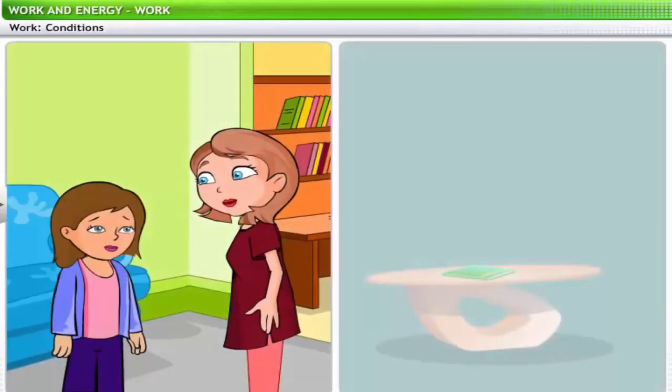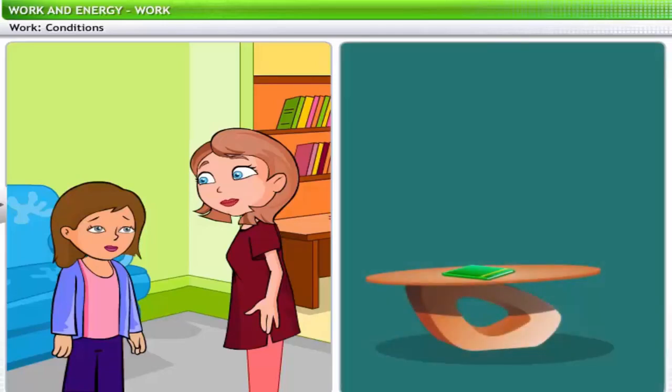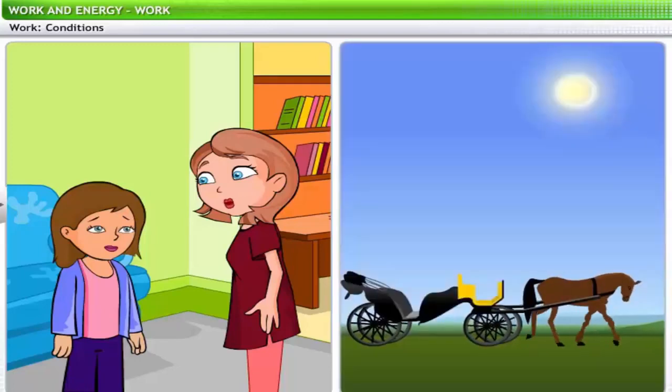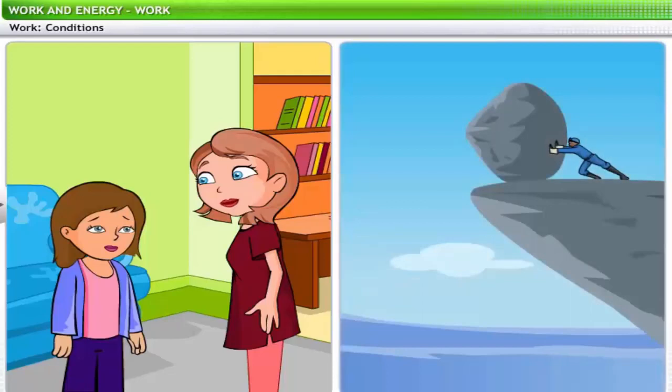Now let's check how clear your understanding is about the concept of work. Consider three cases: a book lying on the table, a horse pulling a cart through a certain distance, a man trying to push a huge rock. Can you tell me in which of these cases work is done?